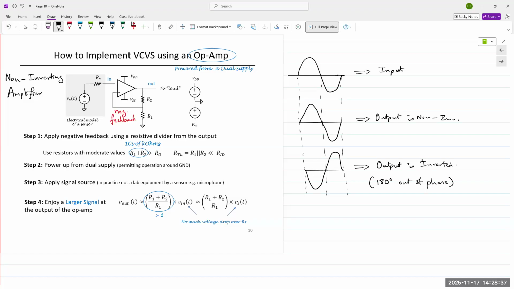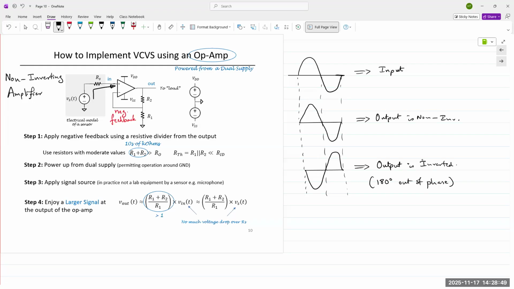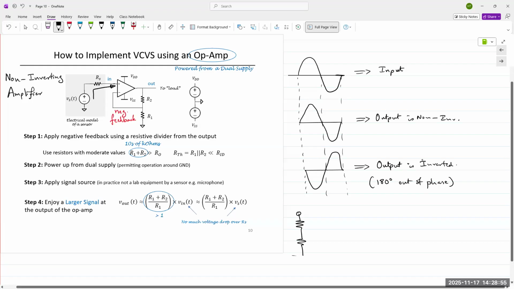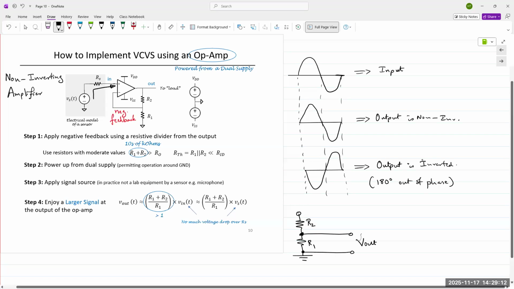Anyway, let's come back to our non-inverting configuration. Input goes in here, hence the non-inverting terminal. Negative feedback is fed back into the negative terminal via a voltage divider network. This voltage divider network is comprised of R2 and R1, and the midpoint is fed into the inverting terminal. So the voltage here is V out over R1 plus R2.